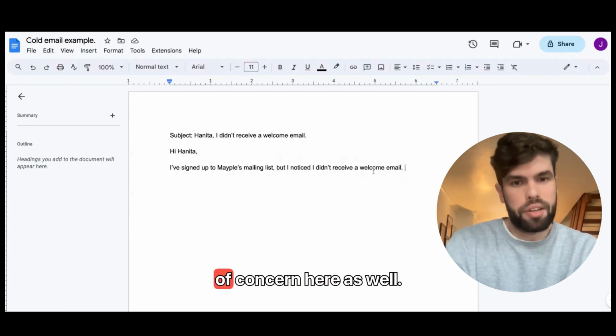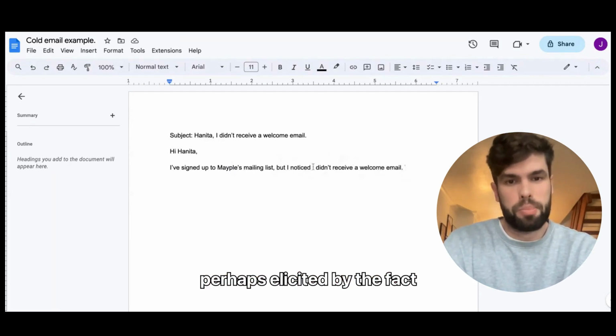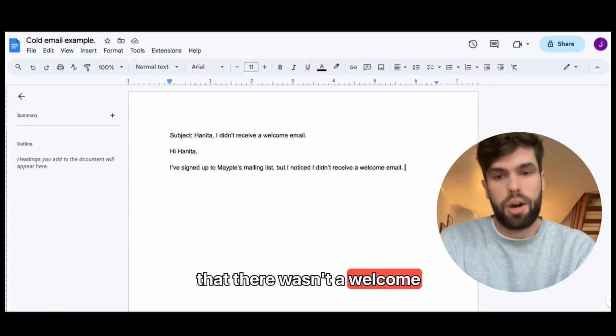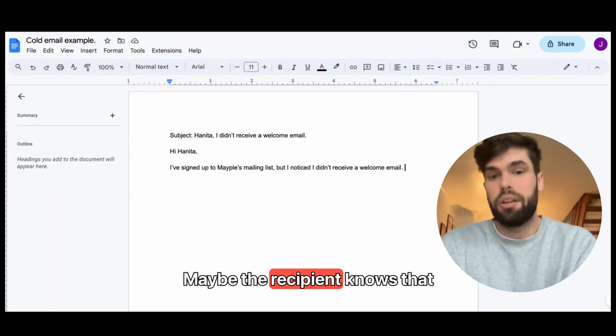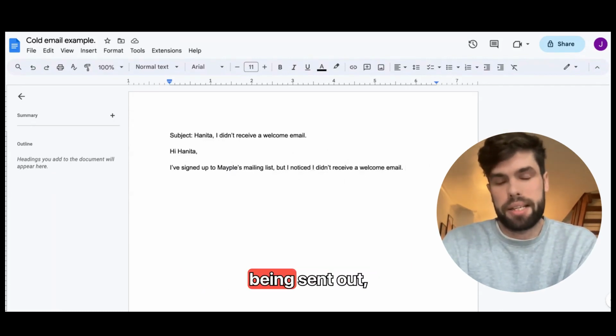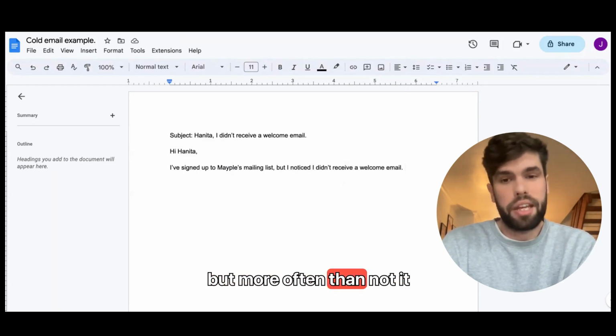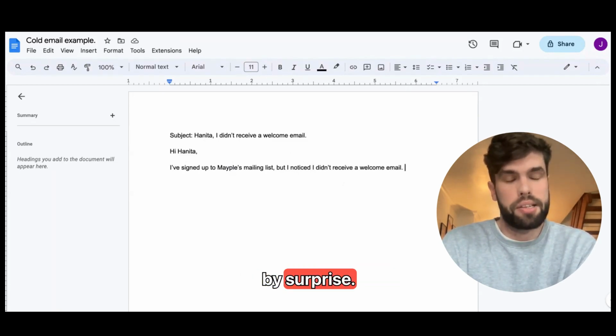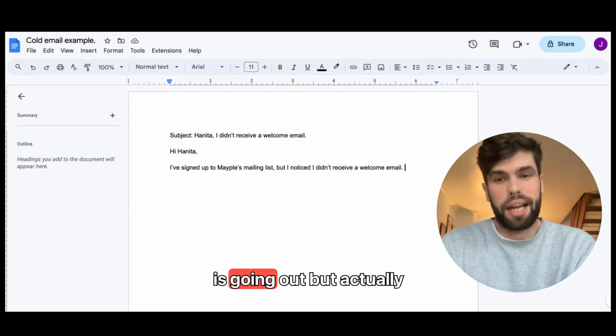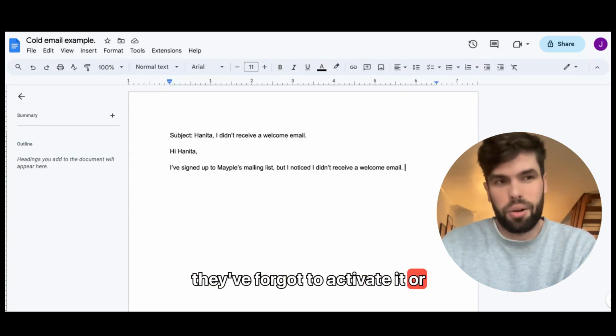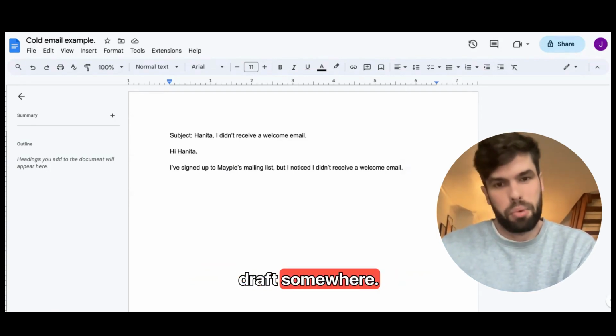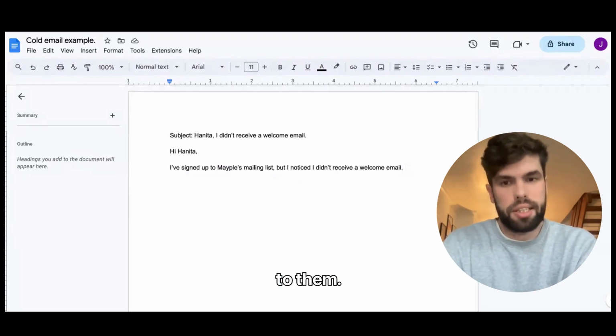And there's also an element of concern here as well. There's some curiosity that's perhaps elicited by the fact that there wasn't a welcome email sent out. Maybe the recipient knows that there isn't a welcome email being sent out, but more often than not, it catches the recipient by surprise. They think that a welcome email is going out, but actually they forgot to activate it, or it's still sat in their draft somewhere. So it can be quite interesting to them.